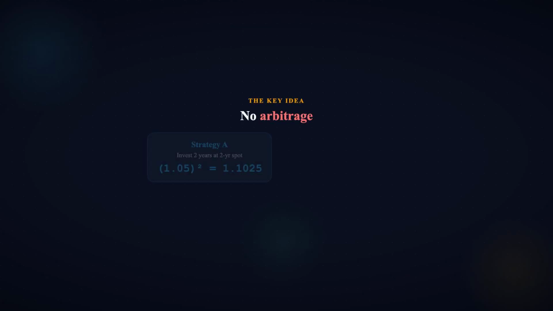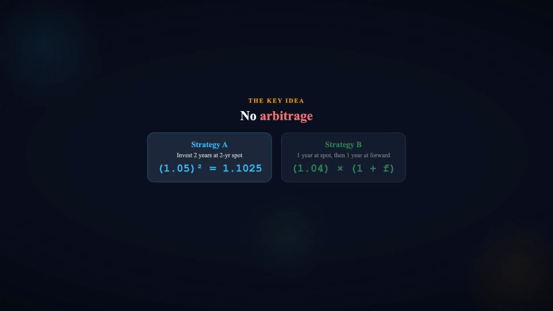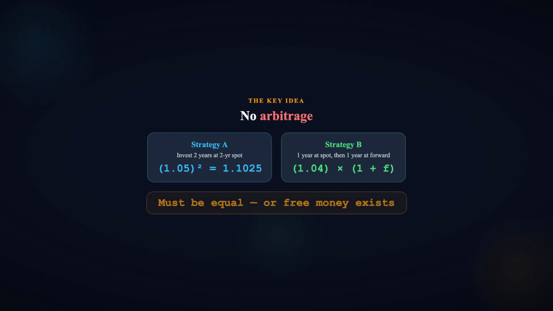Here is the key idea that pins the forward rate down. No arbitrage. Imagine 2 strategies for turning $1 today into the most dollars in 2 years. Strategy A. Invest directly at the 2-year spot. $1 grows to 1 plus r of 0,2, raised to the power 2. With our numbers, that is 1.05 squared, which is 1.1025.